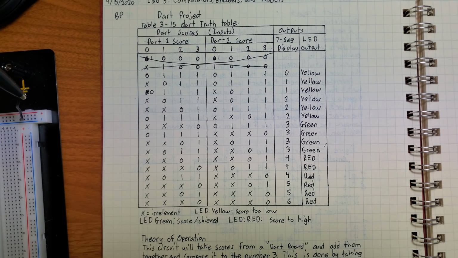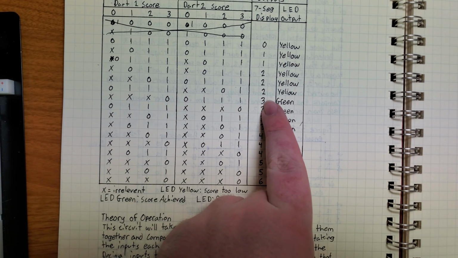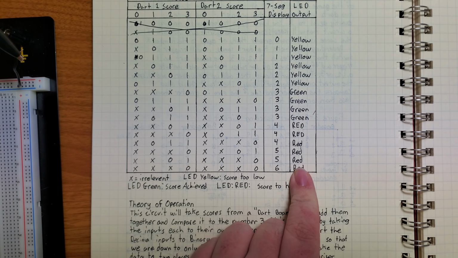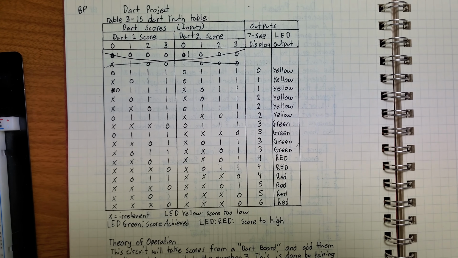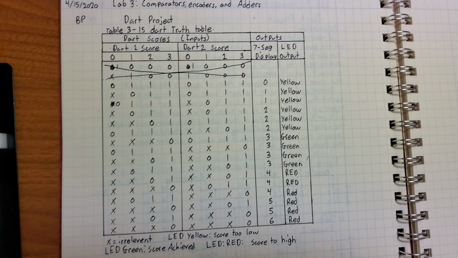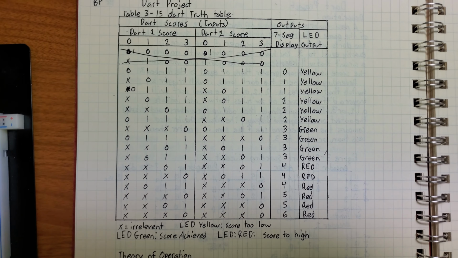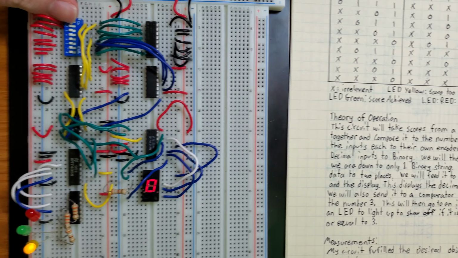For yellow, or for when the LED is yellow, that means that the number is less than 3. When it's green, it is equal to 3. And when it is red, it is more than 3. This just makes it easier to see the number that you're getting out. So here's the truth table. Then I'll move back to the circuit.